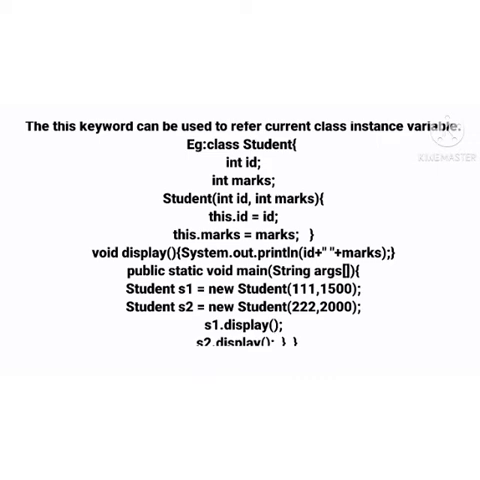Here, the instance variables are the variables we use inside the class but outside the method. We have taken the instance variables such as id and marks. The this keyword is used to refer to the instance variables id and marks. So the output of this will become 111, 1500 and 222, 2000. Here the output will become like this.